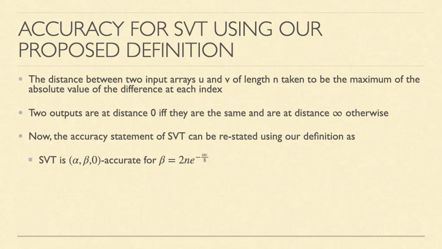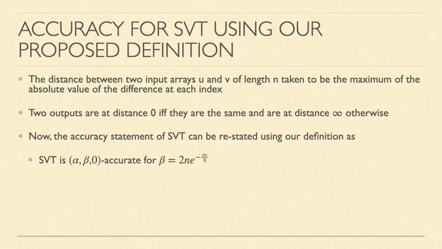The distance on the set of inputs can be taken to be the usual L infinity norm, that is, the distance between two input arrays of the same length can be taken to be the maximum of the absolute value of the difference at each index. For the output distance function, two outputs are said to be at distance 0 if and only if they are the same. If the two outputs are different, then you can take virtually anything for the distance. For example, what we did in our paper was to take it to be infinity.